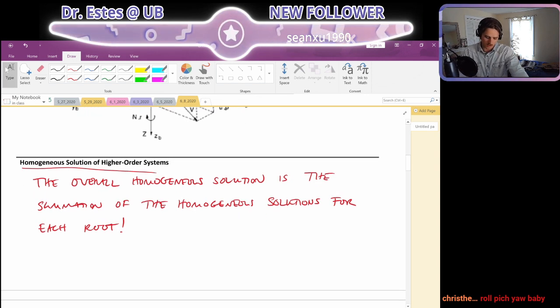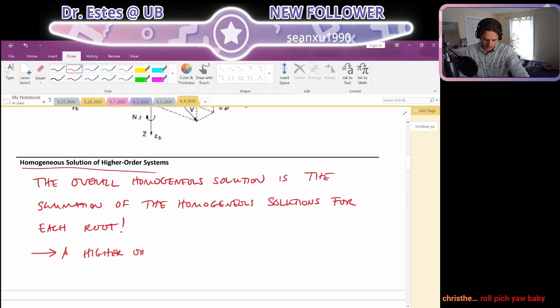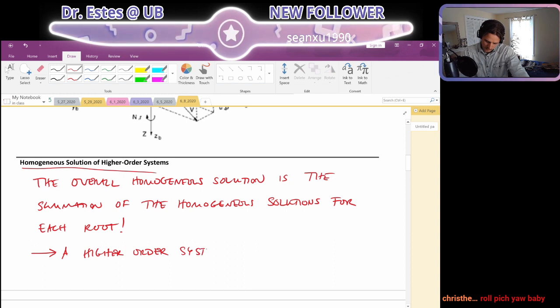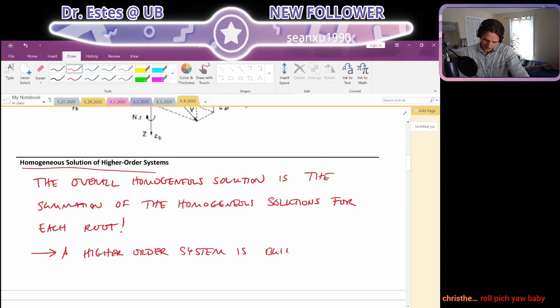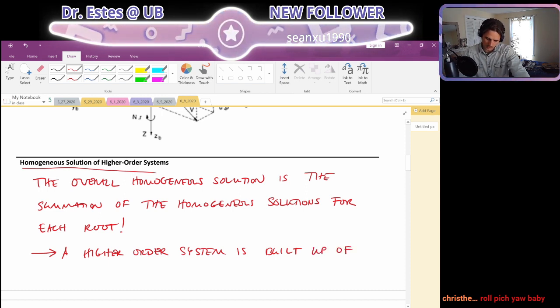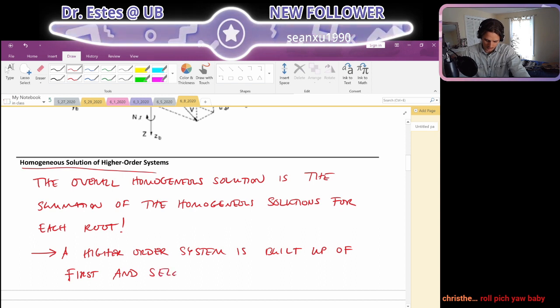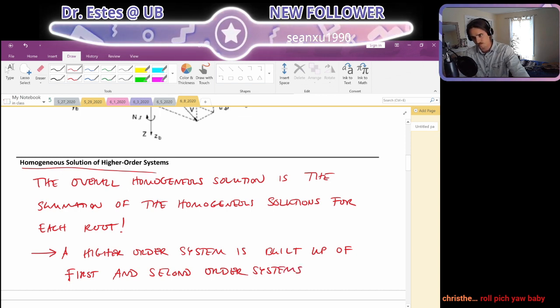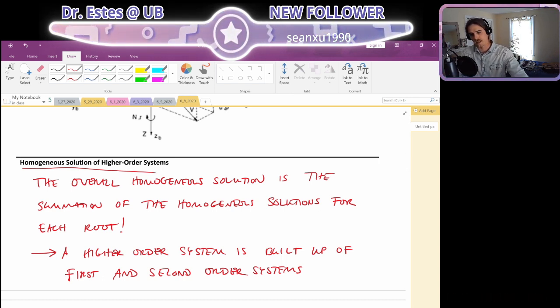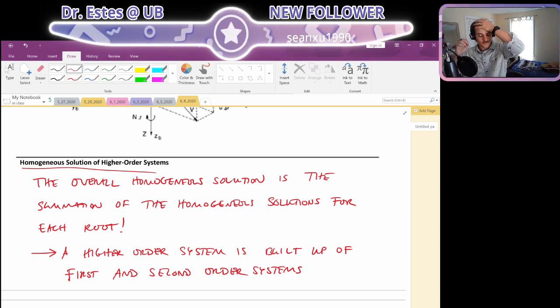So, in other words, a higher order system is built up of first and second order systems. So think of first and second order systems as the basic Lego pieces that we use to create higher order systems.